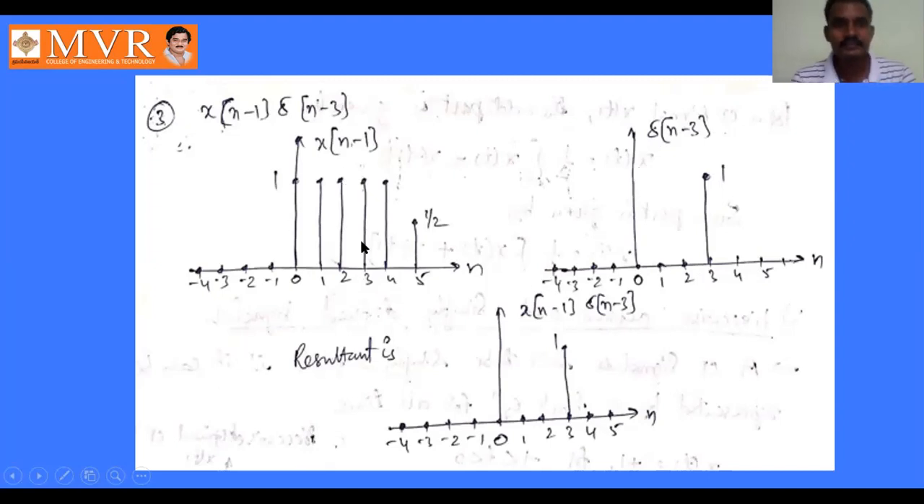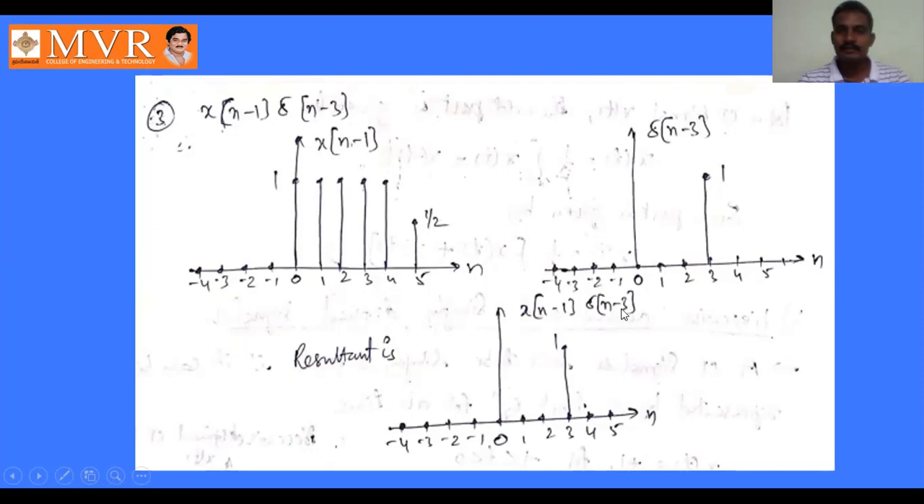And it is x of n minus 1. So this x of n minus 1 will be multiplied by delta of n minus 3. It starts from 0 to 5 and the delta exists only at 3. Remaining all values it will be 0. So remaining all values can be multiplied with this one. At 0 its value is 1, but at 0 its value is 0. 1 into 0, 0. At 1 its value is 1, at 1 its value is 0. So 1 into 0 again 0. At 2 its value is 1 and at 2 its value is 0. 1 into 0, 0.